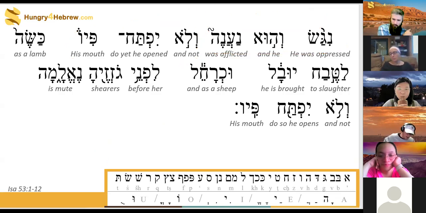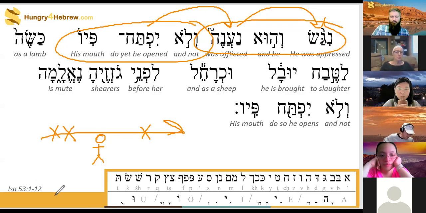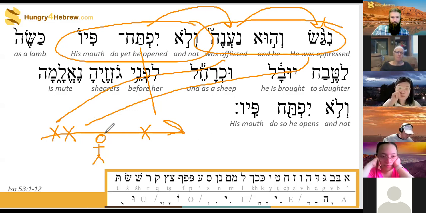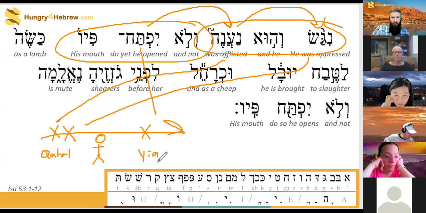So I have a question. Okay. Can you put your little diagram back, please? Yes. So the way you have it drawn with Isaiah coming after was oppressed, was afflicted, that would be translated with was. But if you translate it, he has been afflicted and oppressed, then wouldn't those two X's come after Isaiah?